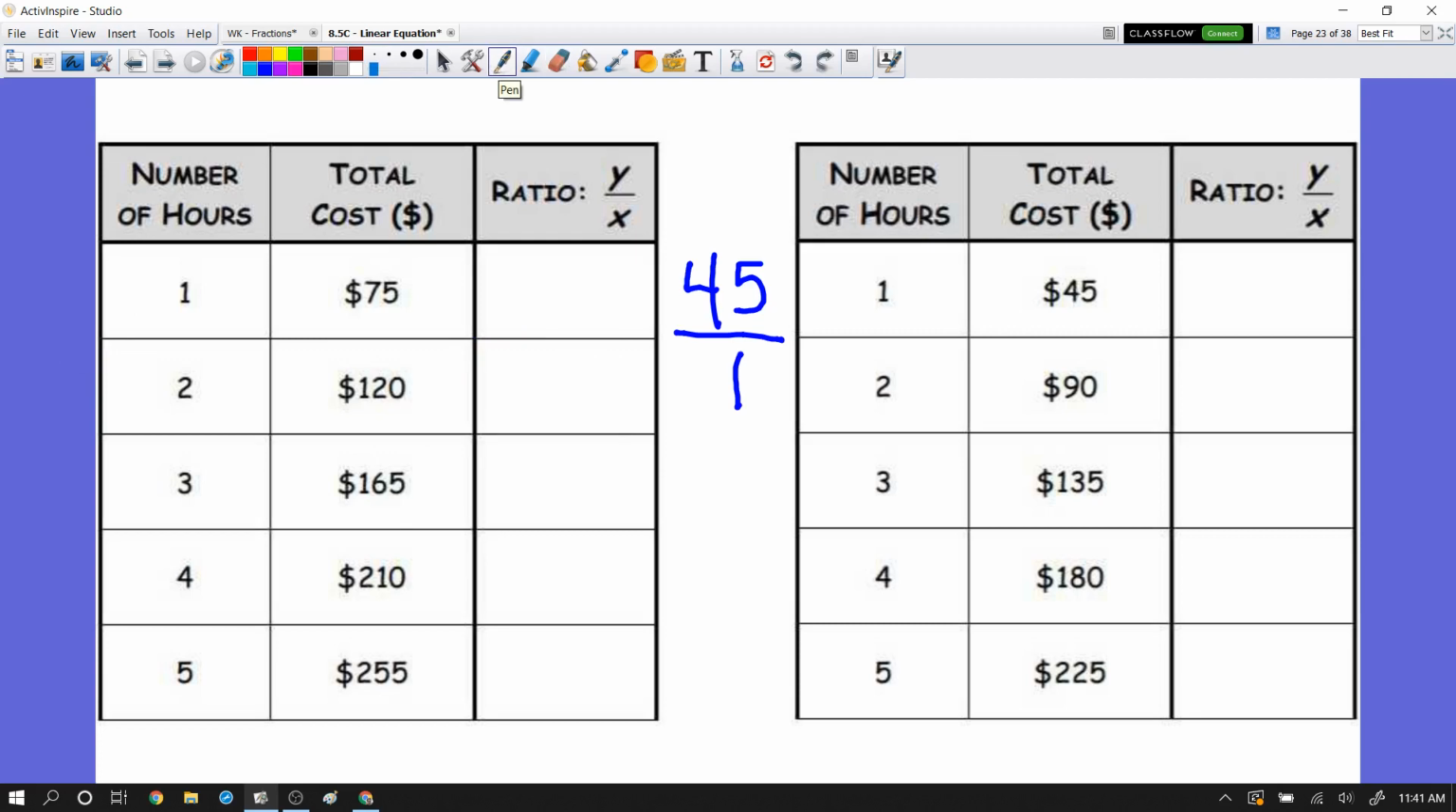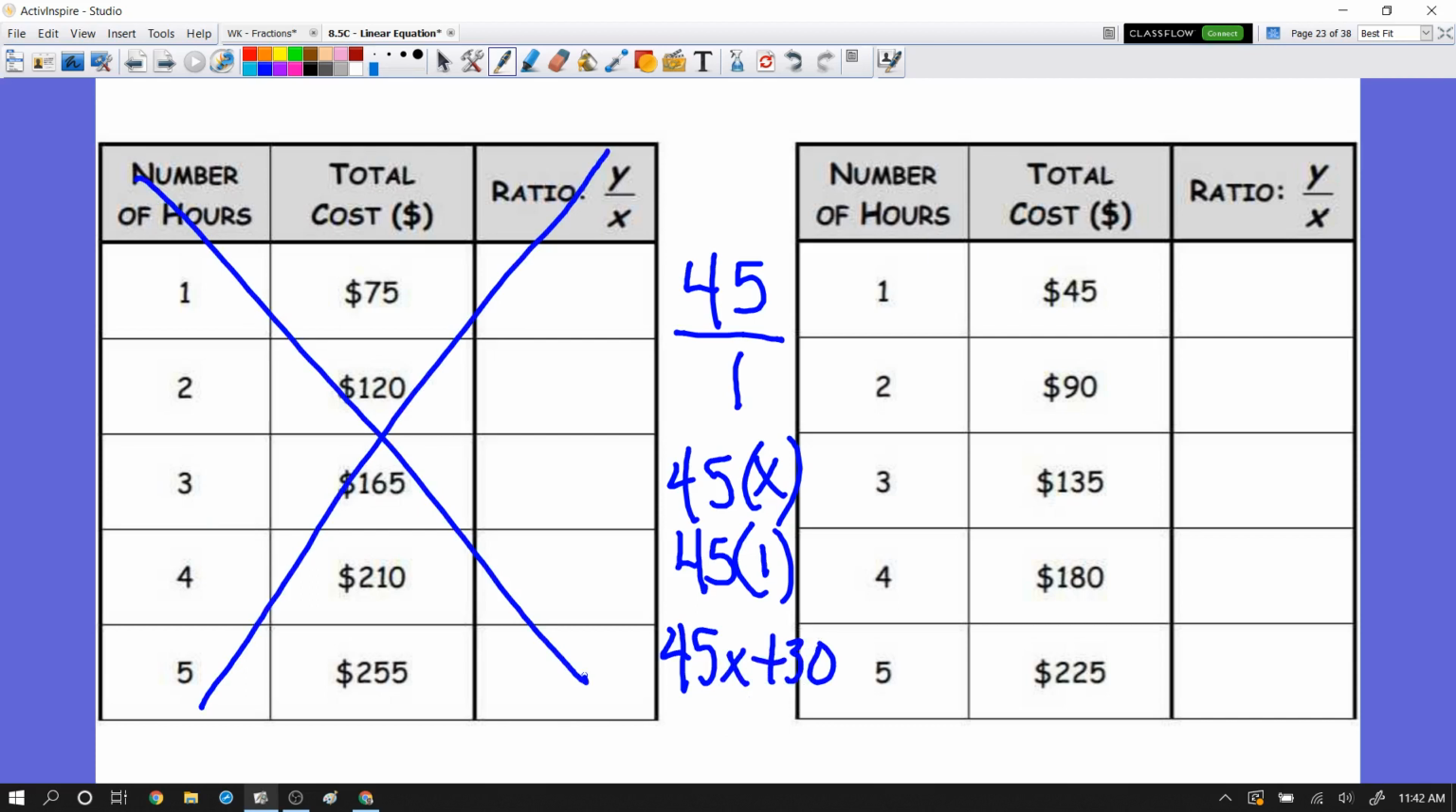Okay? You can see here that this says 75 and our slope is 45. That would mean that something is being added. So if we did 45 times x, which is our number of hours, we get 45 times 1. That would give us 45. And then I would always ask the question, how much would you have to add or subtract to get to 75? And you say plus 30. So this is where we have 45x plus 30. This is a not proportional relationship.